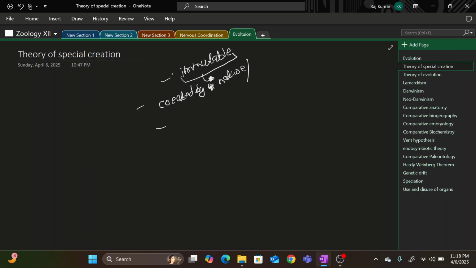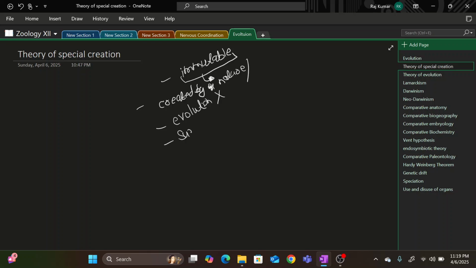It is also known as the theory of divine creation because it deals with a divine, spiritual way of thinking, in which evolution does not happen. And alongside that, there are certain proponents of this theory as well.